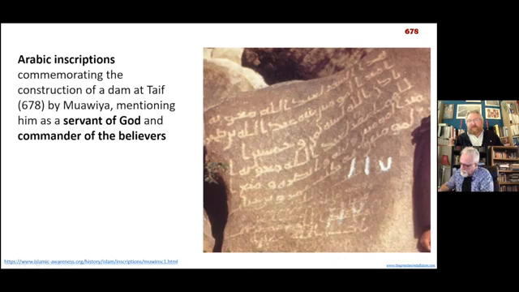This means something when you are both servant of God, which means the closest to God, and also the commander of the believers. When you put those two phrases together, it means that you are a sort of intermediary between God and man, which is a very grand claim, a very grand claim.